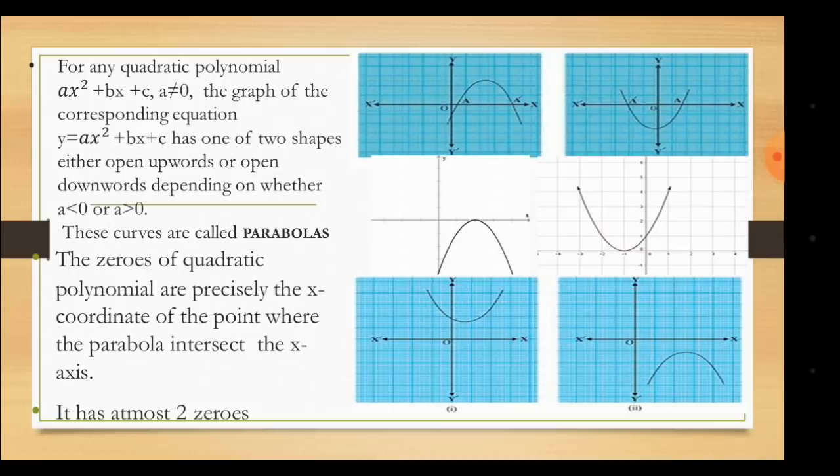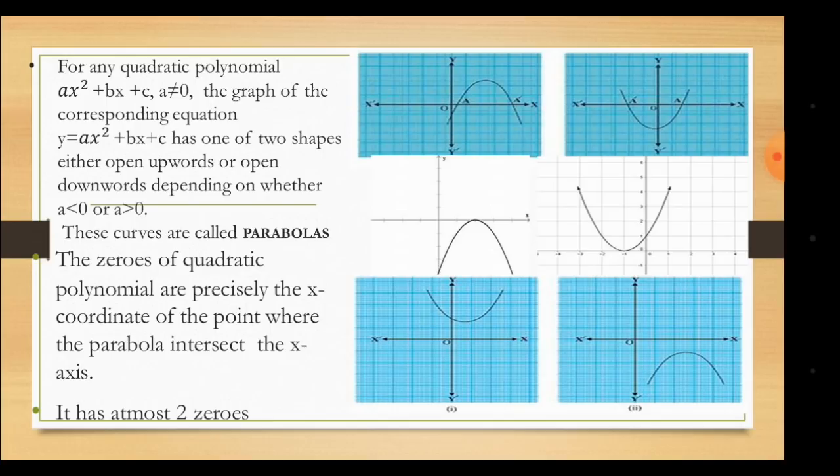Now see the general form. See the first point. For any quadratic polynomial ax square plus bx plus c, where a is not equal to 0, the graph of the corresponding equation y equal to ax square plus bx plus c has one of two shapes, either open upwards or open downwards, depending on whether a is less than 0 or a is greater than 0.